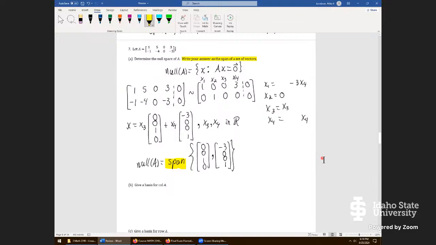Yeah, really quick. If something like this was to come up on the exam and we didn't do the last step where we set null A equal to the span of the two vectors, but we did get to the step prior where it was x equals x3, all that information, would that problem be marked wrong, or would we just lose partial credit on something like that?